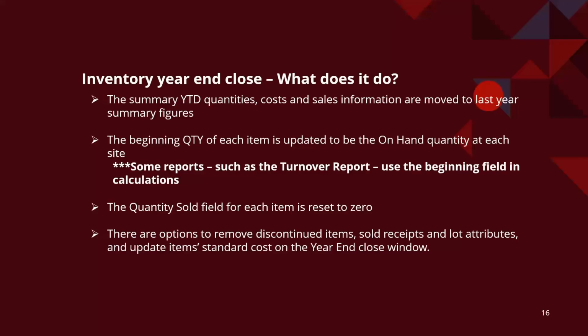So let's look at the inventory year-end close first and what it does. When you close the inventory year-end, the summary year-to-date quantities, costs, and sales information are moved to the last year's summary figures. The beginning quantity of each item is updated to be the on-hand quantity at each site. And some of the reports, such as the turnover report, use that beginning quantity field in calculations. The quantity sold for each item is reset to 0. And then there are some options on the year-end close window to remove discontinued items, sold receipts, and lot attributes, and update item standard cost.